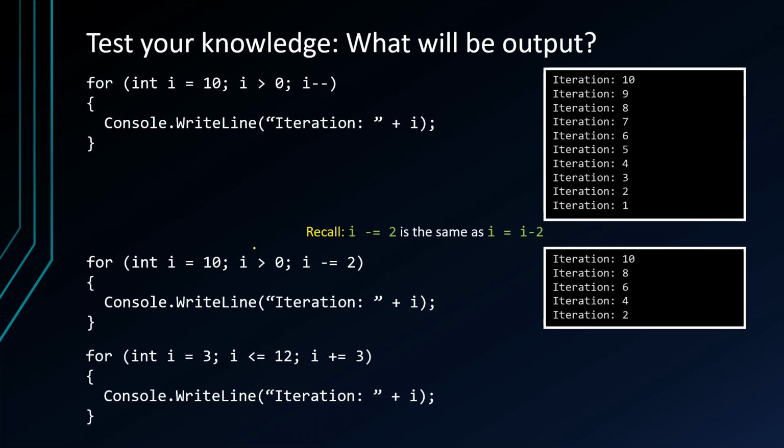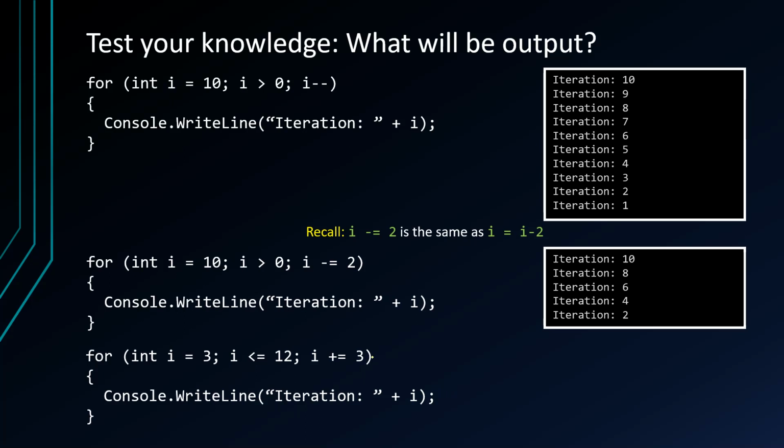For int I is equal to 3, keep looping as long as I is less than or equal to 12, I plus equals 3. So our comparison variable starts at 3. Our test condition says keep looping as long as I is less than or equal to 12. And our change step says add 3 each time. So we start at 3. It's going to display 3.